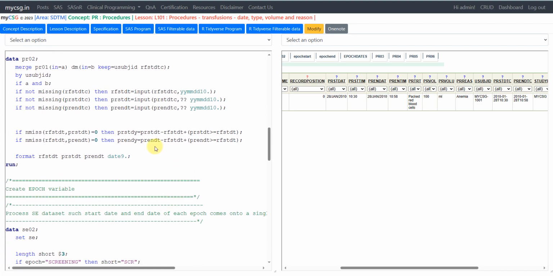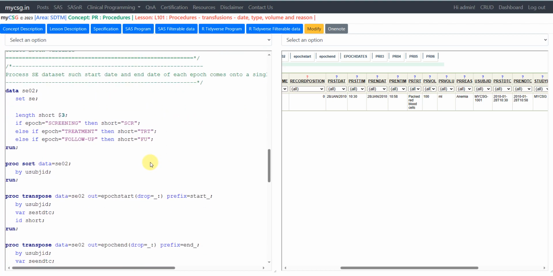And then we are deriving our study day. Using this logic, we derive the study day when both RFSTDT and PRSTDT have a non-missing value. We create PRSTDY as the difference between PRSTDT and RFSTDT, and then add 1 if PRSTDT is greater than or equal to RFSTDT. This expression would result in a value of 1 if true, otherwise 0. And similarly, we are creating our PRENDY variable. And then next comes our epoch variable.